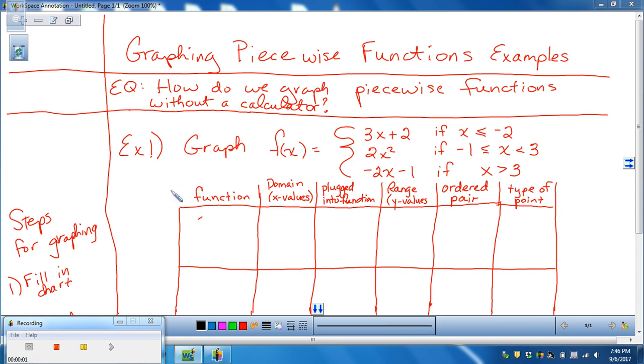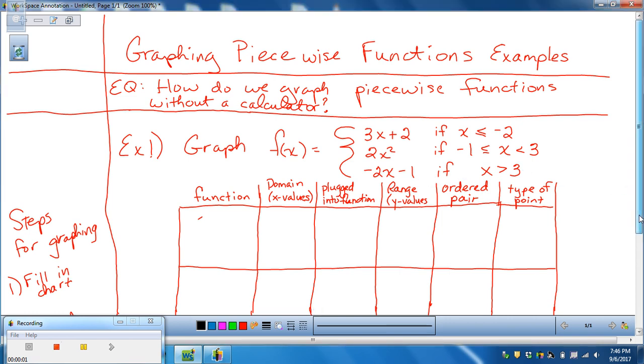So example 1, we want to graph the piecewise function f of x is equal to 3x plus 2 if x is less than or equal to negative 2, 2x squared if negative 1 is less than or equal to x is less than 3, and negative 2x minus 1 if x is greater than 3.